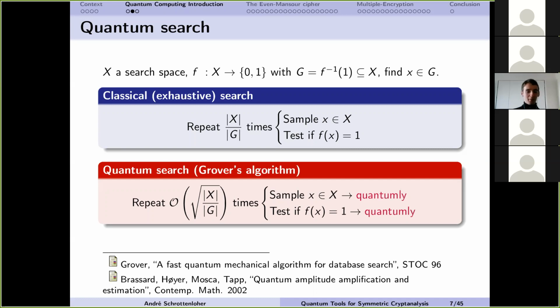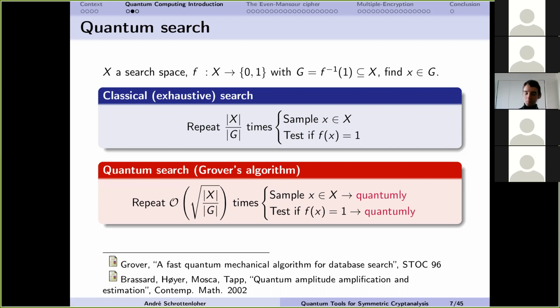In this algorithm, you still have to make this kind of search iterates, but this time you're sampling elements with a quantum algorithm. So you need a quantum algorithm to sample elements. I need a quantum algorithm to test if an element is good. If you have that, then you need only a square root of the classical number of iterates, up to a constant factor.